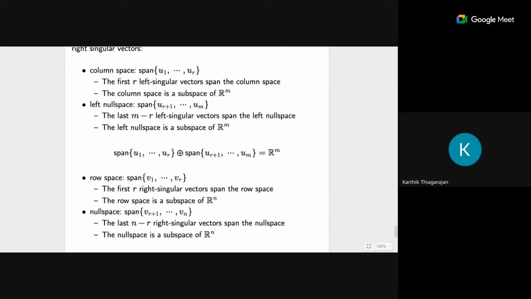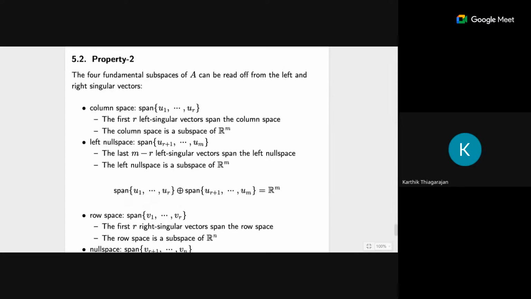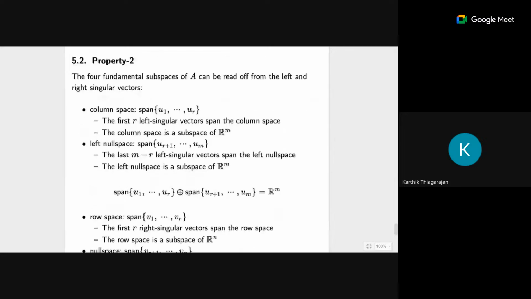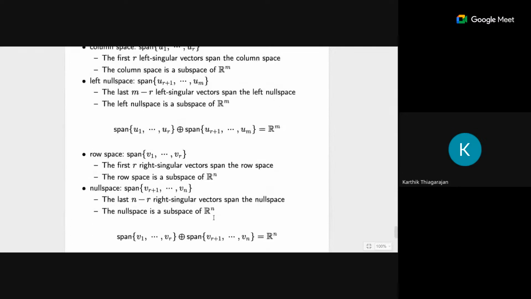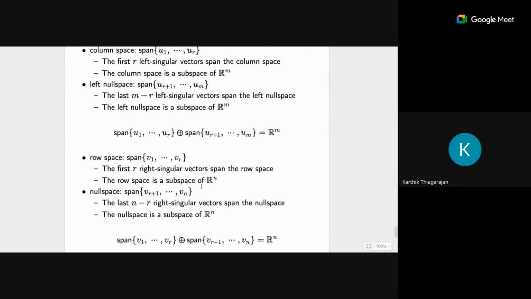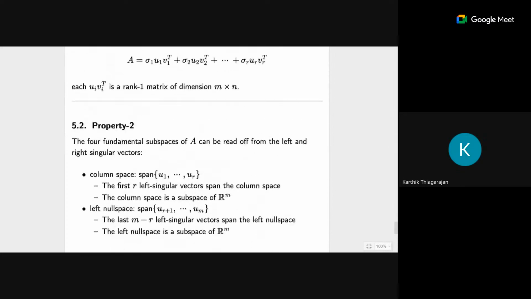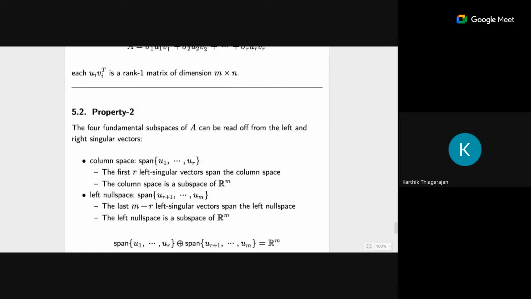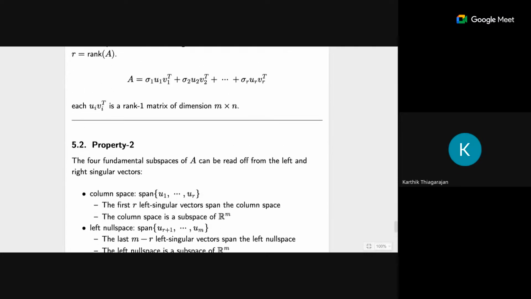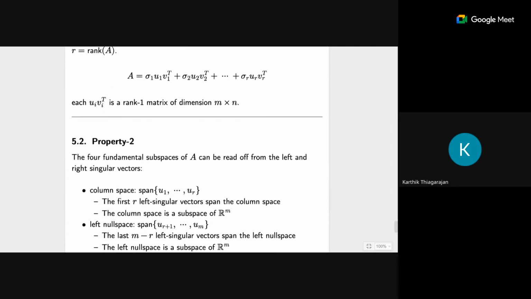This kind of summarizes everything you would like to know about a matrix. Okay, so any questions here regarding the second property?